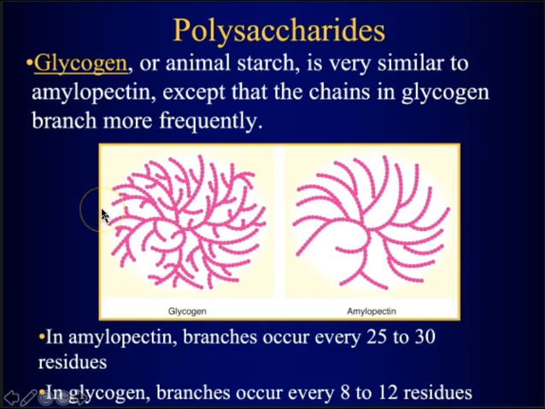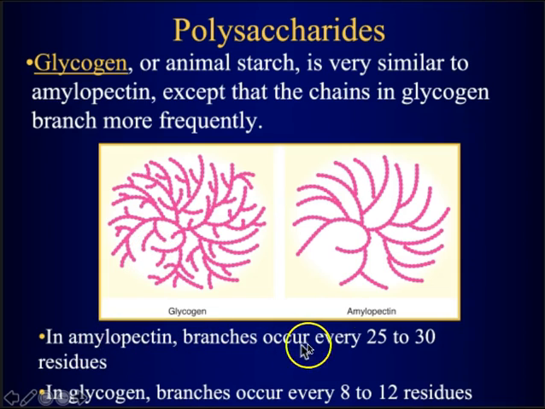Now amylopectin we said was in plants. But what about in animals? That is our glycogen, or our animal starch. So it's very, very similar to the amylopectin, except that there's going to be branching more frequently. So if this was our amylopectin, we now see we have a lot more branches with our glycogen.